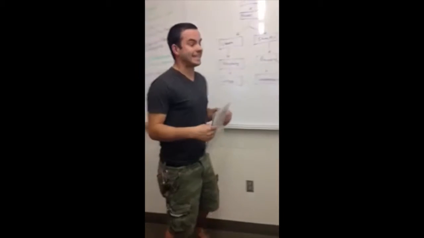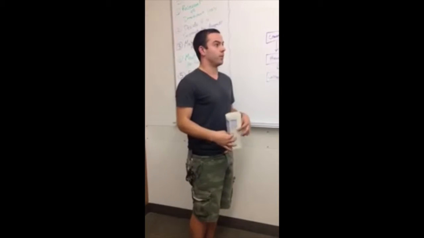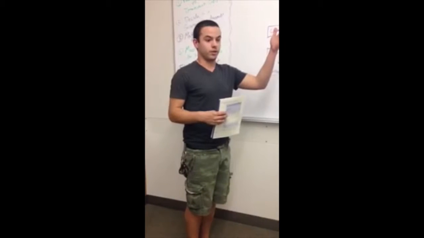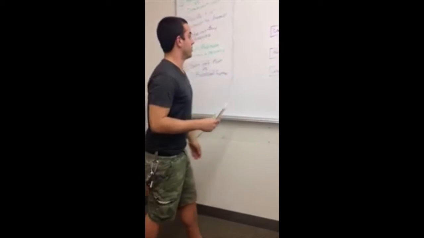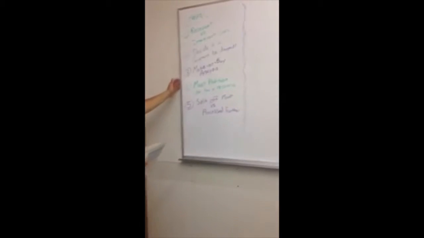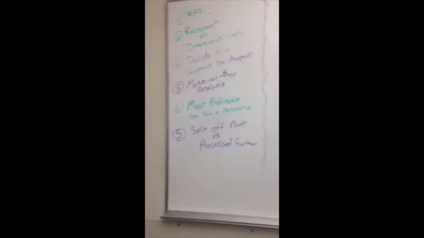So I am Matt, and we are doing chapter 10 on the key decision-making processes that businesses must go through when they decide whether they want to make a product, sell a product, or buy a product in their whole process. So this is the five main steps that you must do as a business.